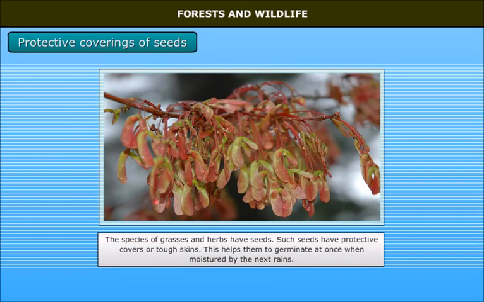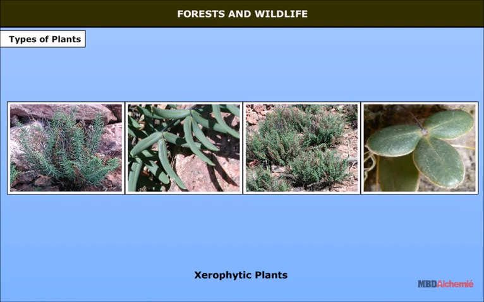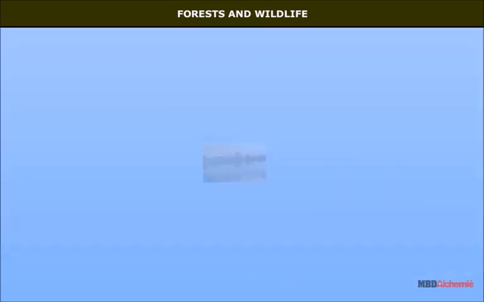Protective coverings of seeds. Where species of grasses and herbs have seeds, such seeds have protective covers or tough skins. This helps them to germinate at once when moistened by the next rains. Types of plants. Desert plants which exist under drought conditions are known as xerophytic plants. These include bulbous cacti, thorny bushes, and acacias.